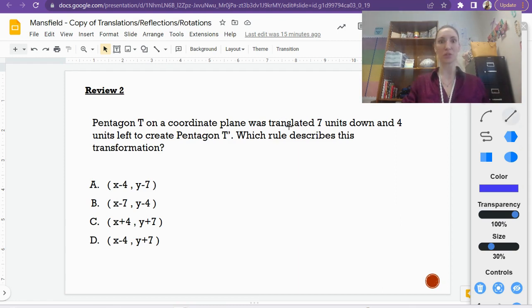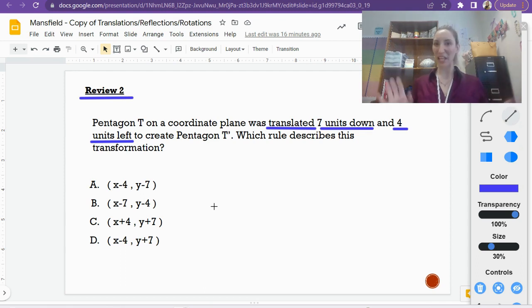Ooh, important keyword over here for us. Translated 7 units down and 4 units left. Again, guys, on your paper, please do me a favor, write review 2, put the title, the keywords: translated, 7 down, 4 left. Okay, put that in your notebook. At any point, if you need to pause this video, pause, write on your paper, write in your notebook, and then you press play again. It's that simple. It's going to help you follow at your own speed.